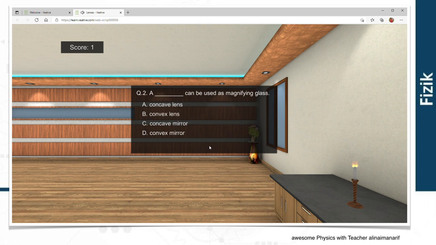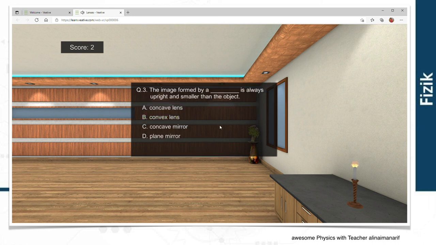Next question. Can be used as a magnifying glass. For the first activity, we used the magnifying glass where the light rays are converging, so of course it's a convex lens. The image formed by a is always upright, smaller than the object. When the image is upright, the image is virtual. So virtual is a concave lens.